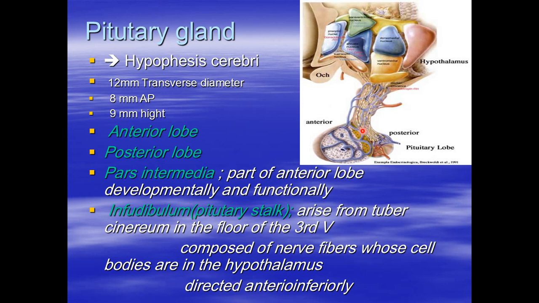In between them, this yellowish thing is the pars intermedia, and the infundibulum or the pituitary stalk arises from the tuber cinereum in the floor of the third ventricle, and it is composed of nerve fibers. The cell bodies of these nerve fibers are in the hypothalamus, and they are directed antero-inferiorly. So in the area of the hypothalamus, we have the neurons with their nerve fibers directed antero-inferiorly through the pituitary stalk.